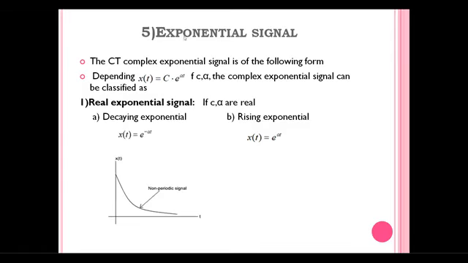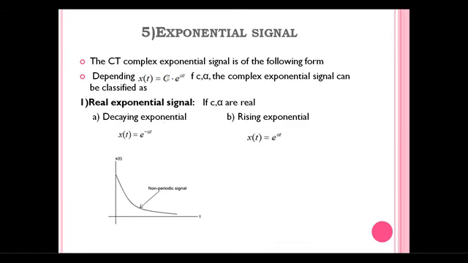Okay, and the next signal is the exponential signal. The continuous time exponential signal is of the general form x of t equal to c into e power alpha t, where c and alpha are constants. Depending upon the value of c and alpha, we may classify the exponential signal as a real exponential signal and a complex exponential signal.